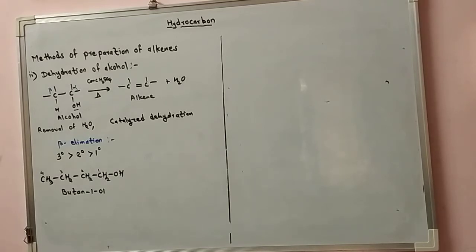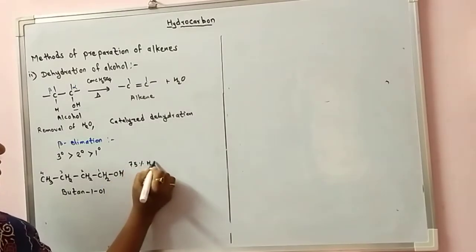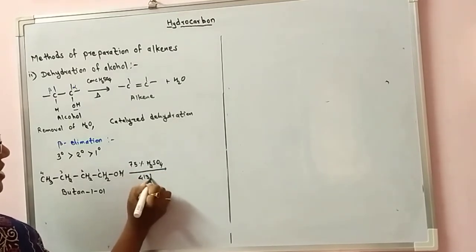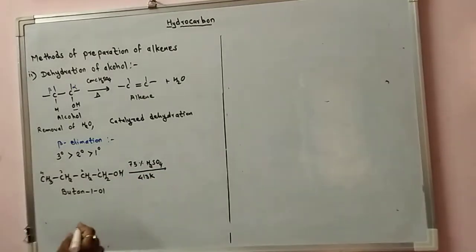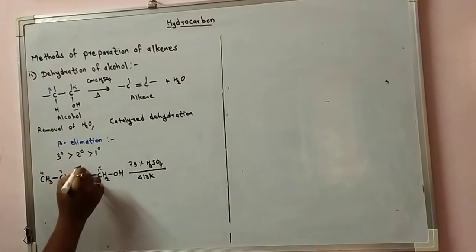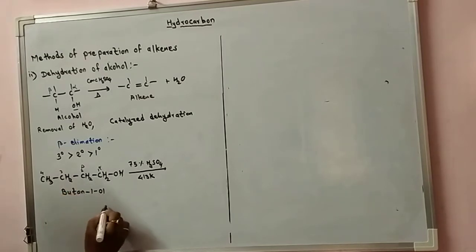So here 75% sulfuric acid and 413 Kelvin temperature is maintained. Now the main product which is formed here: this is the alpha carbon which is attached to the hydroxyl group, and here one beta carbon, the adjacent carbon is beta. Hydrogen is removed from the beta carbon.